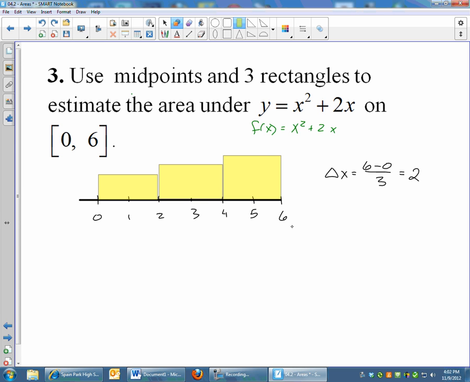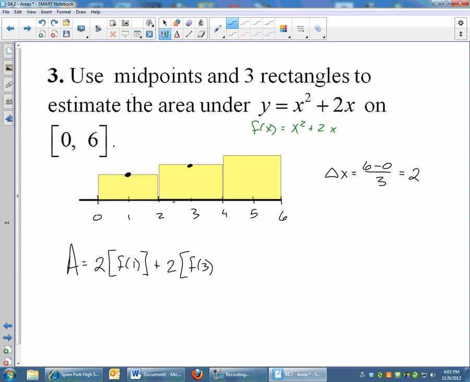Now, you're smart enough, I'm hoping, that you don't have to use the formula to get it in these problems. But sometimes the b minus a over n will come in handy if we have some really bizarre change in x's. So my area is going to be, my first rectangle has a base of 2, and in this case, remember we're using midpoints, so my height is determined by what's happening at 1. So my height is my function's value at 1, plus my next rectangle, base of 2, and my height is determined by whatever's happening at 3, because that's right in the middle of that rectangle. My last rectangle, a base of 2, and a height determined by whatever f of 5 is.